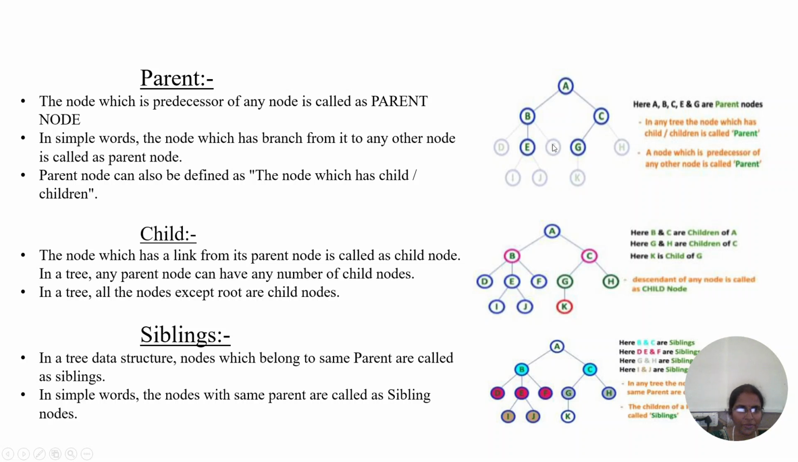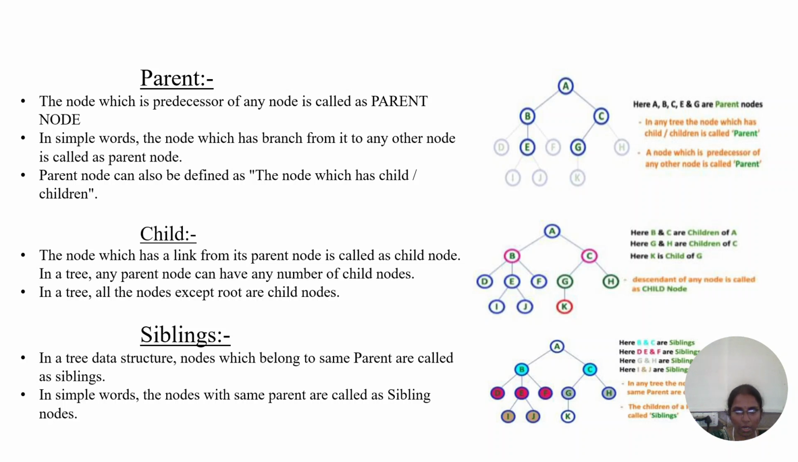Child node. The node which has a link from its parent node is called a child node. In a tree, any parent node can have any number of child nodes. In a tree, all the nodes except the root node are called child nodes, because we have only one root node, the first node. All other nodes are called children. So there is a descendant of any node as a child node.